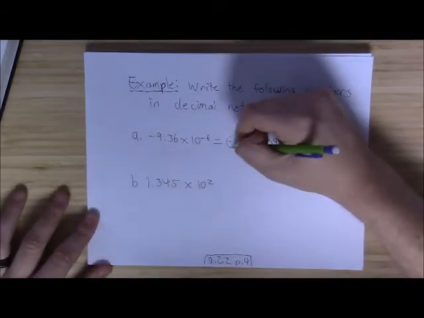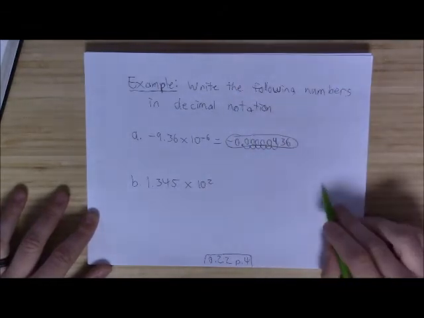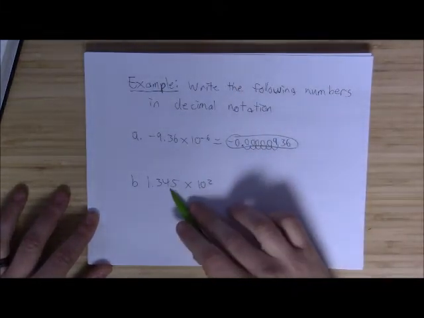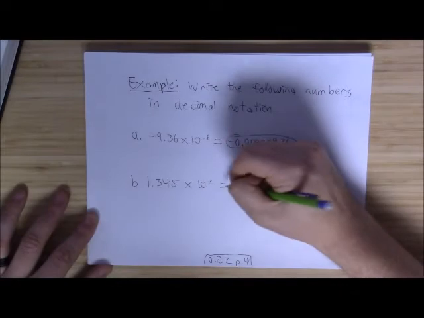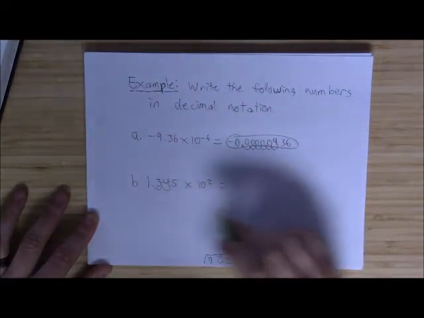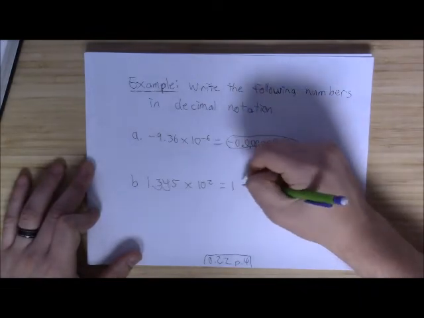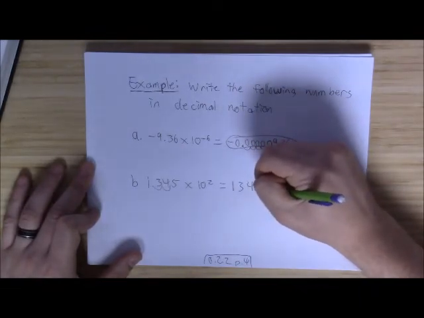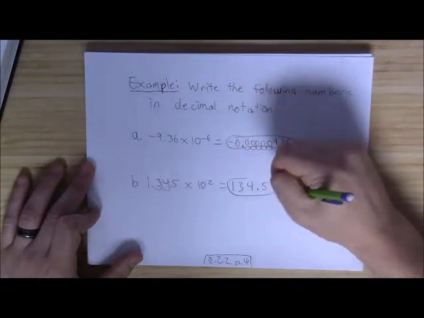Okay? In a similar way, here we move the decimal 1, 2 spaces down, and this is 134.5.